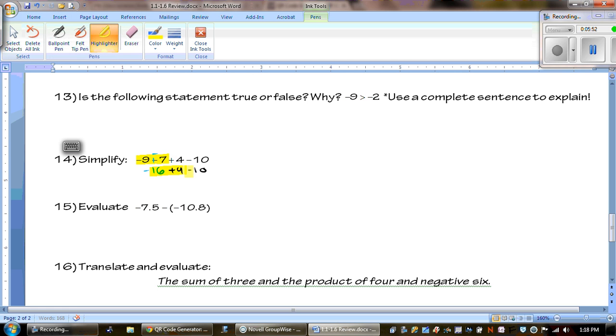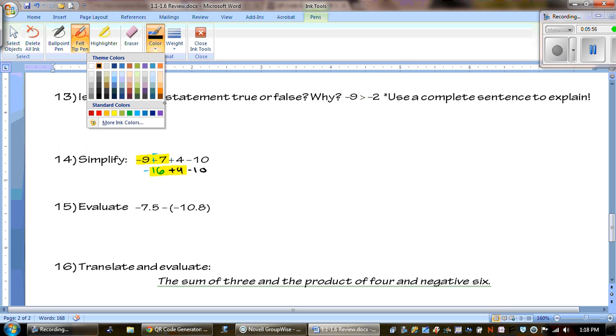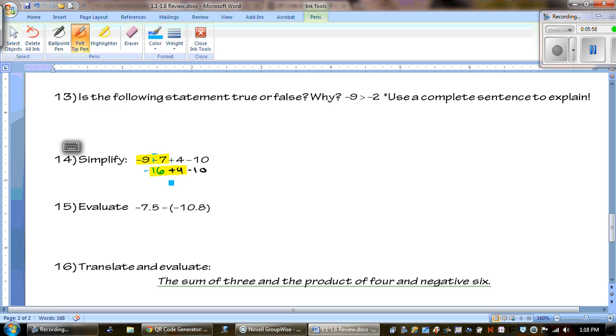So next we would do the -16 plus 4. Those signs are different, so we subtract them and we get -12. And then we have -12 minus 10. That would be another click. And we get -22.